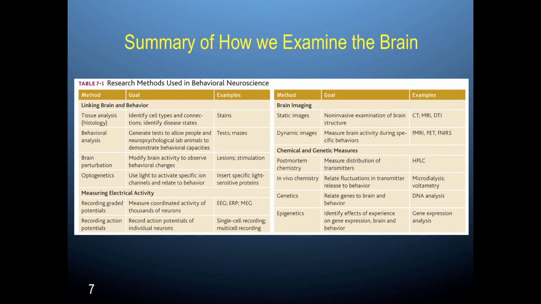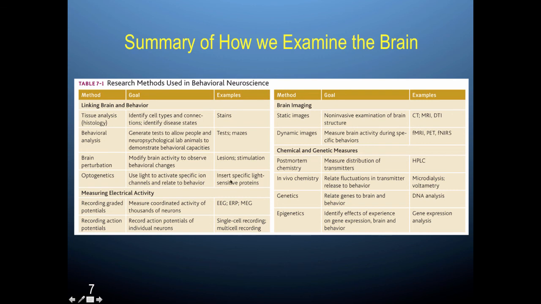And this here is a summary table of how we examine the brain. So most of these things are things that I've already talked about. So again, linking brain and behavior. This reviews, we have tissue analysis, behavioral analysis, the brain perturbation that refers to lesions in the brain, making lesions in the brain, or stimulation. So again, for humans, you can make lesions to remove a tumor, or you can have deep brain stimulation for testing. Optogenetics refers to using light to activate specific ion channels, and this is related to behavior. This is relatively new technology.